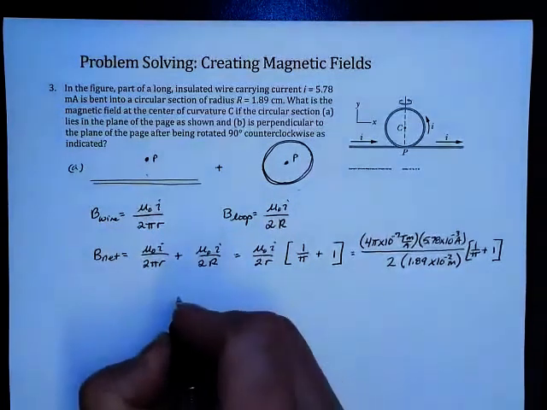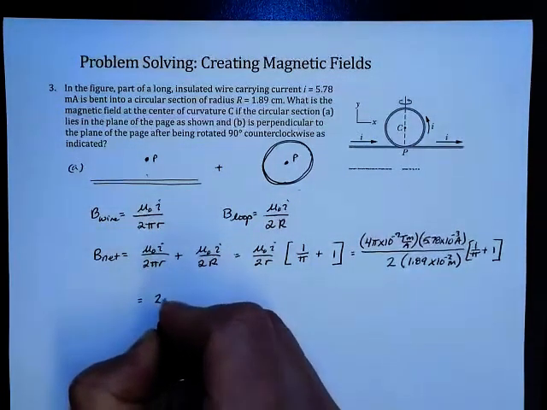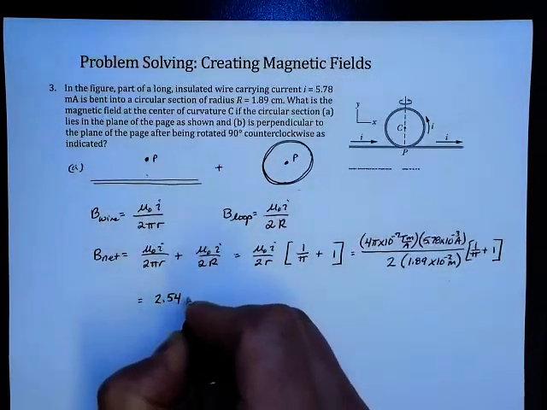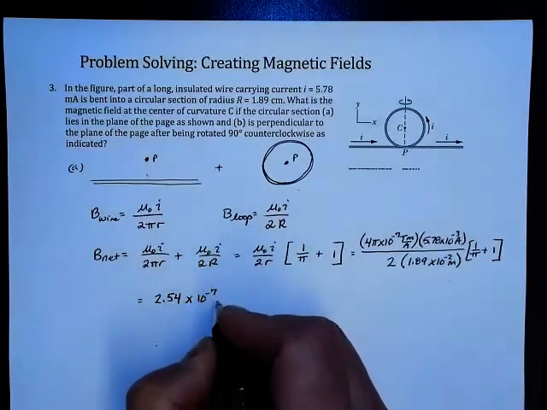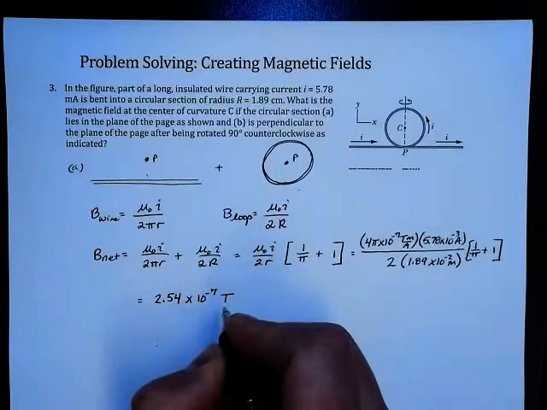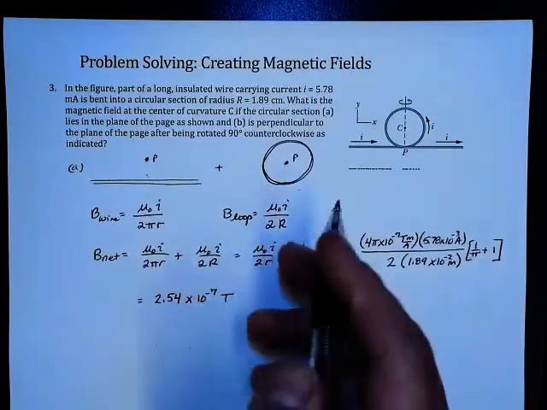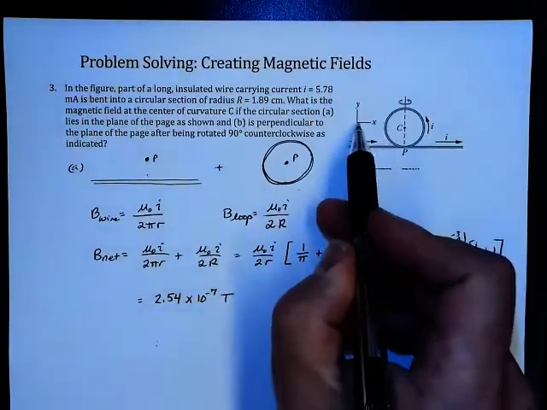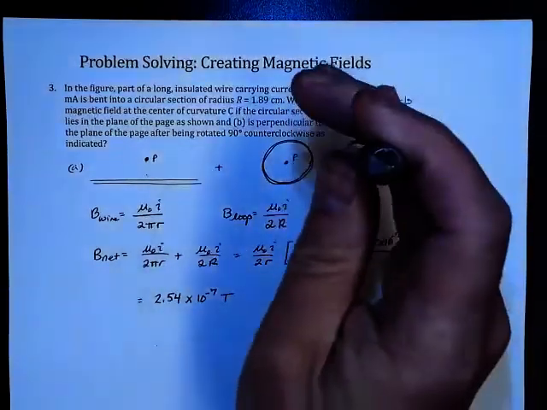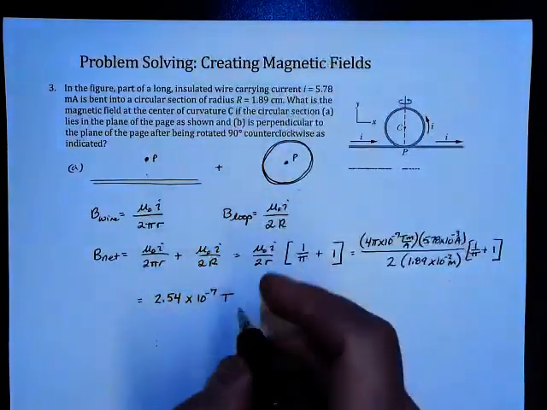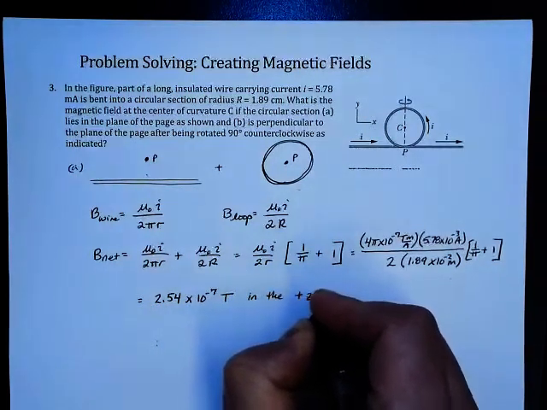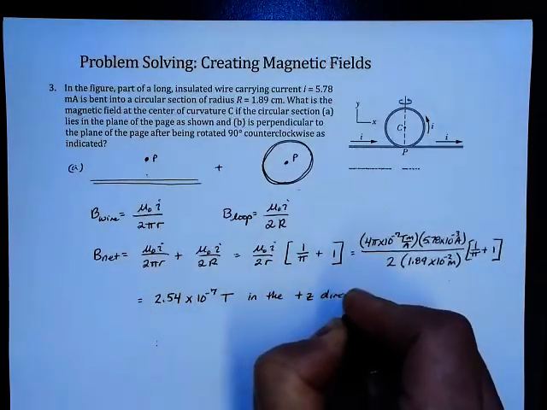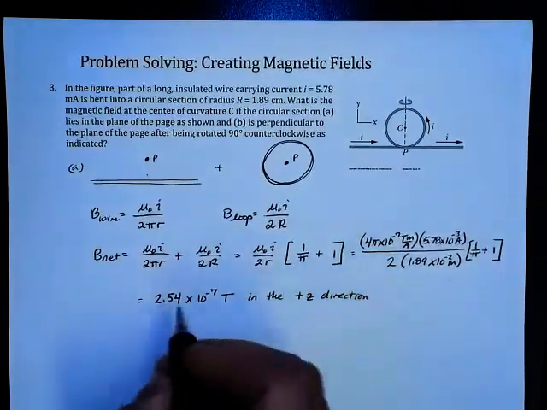If you punched all that into a calculator, you get 2.54 times 10 to the negative 7 Teslas. And the direction of that, if to the right is the x direction and y is up, the z-axis comes out of the page. So the direction is in the positive z direction.